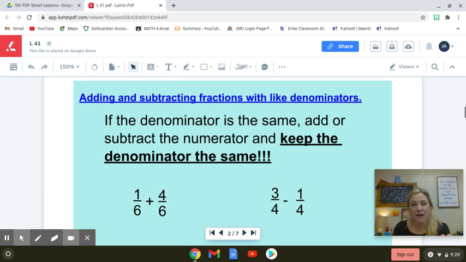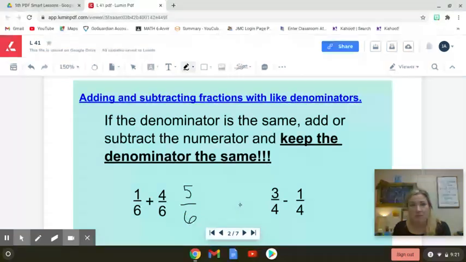So take a look right here. We have 1/6 plus 4/6. Our denominator is the same. We're not going to touch that. We would just add the numerators right here on top. We would end up with 1 plus 4 is 5. We would get 5/6. I'm just going to write that really quick right here. 5 is not bigger than 6. This cannot be reduced. That is the most complete answer.